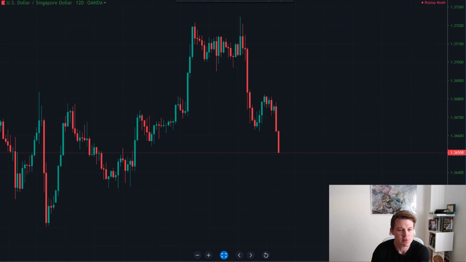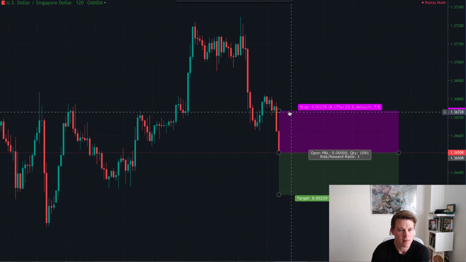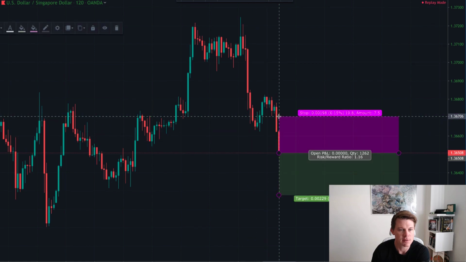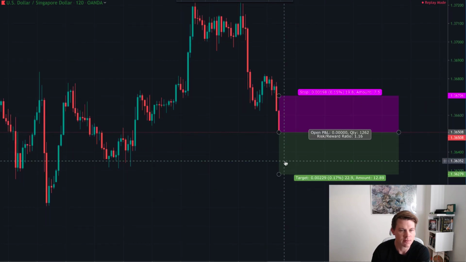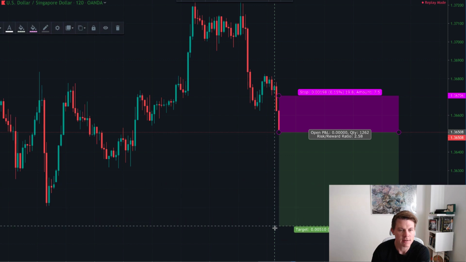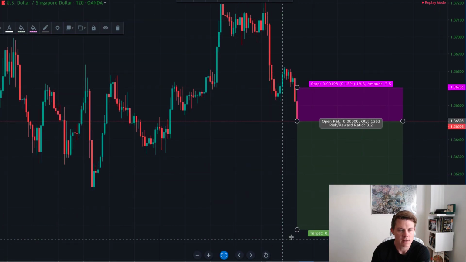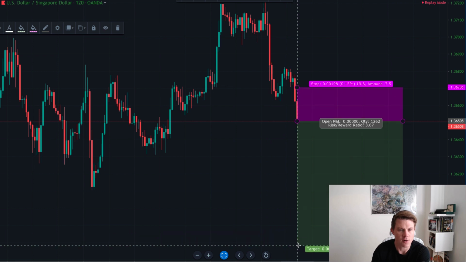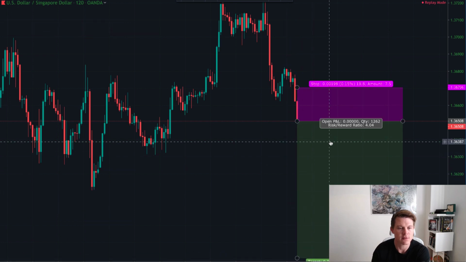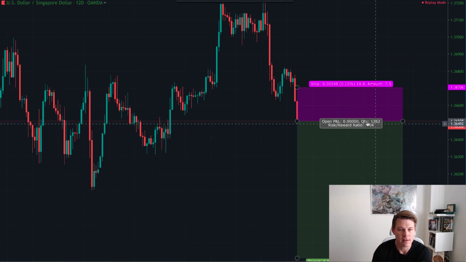So let's assume for whatever reason we want to go short here. We have our stop loss here, and this is just an example, obviously. And let's say our reward to risk ratio is around, let's say, 4, which is a good number. So this is a 4-to-1 reward to risk ratio. In TradingView, you can see it right there. Here it says reward to risk ratio.